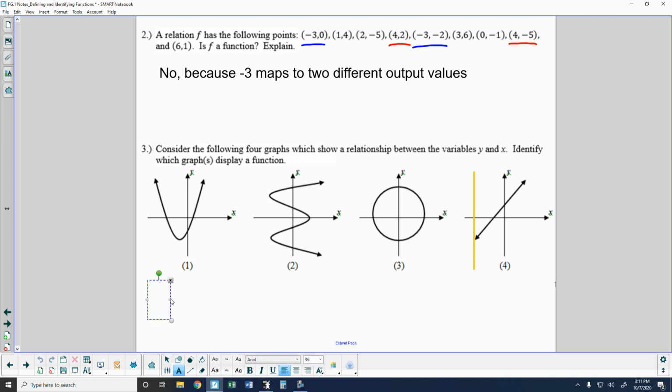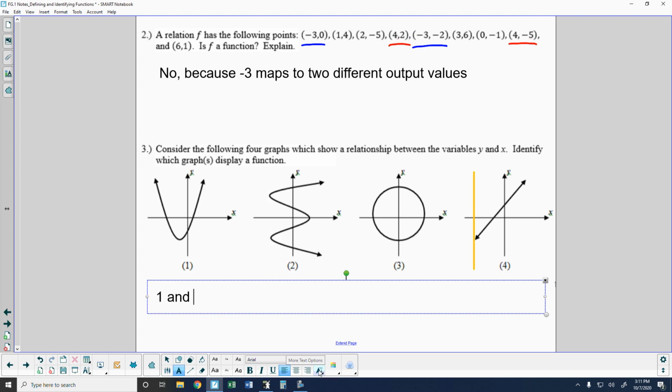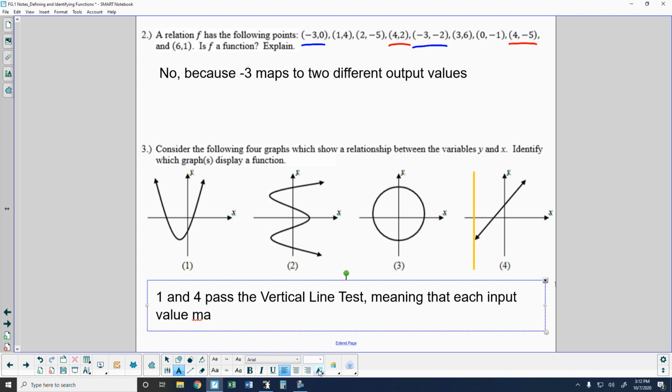So out of this, it says which of the following graph or graphs are functions. We could say that 1 and 4. And then if we had to explain, we could say 1 and 4 pass the vertical line test. And we could elaborate on that a little bit, meaning that each input value, each x value, maps to only one y value or output value.